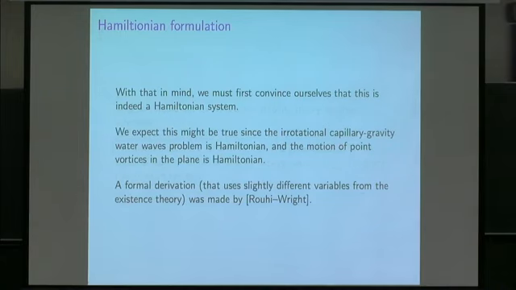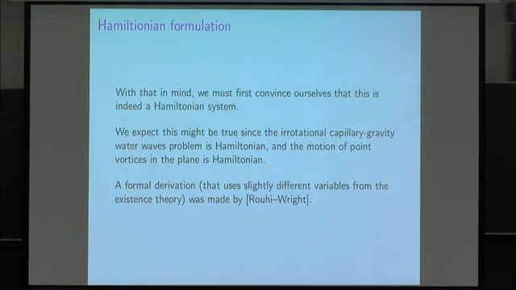Okay, so the first thing you need to do, if that's your intention, is to show that this actually is a Hamiltonian system. This is reasonable to expect, because in the plane, this is very famously known to be Hamiltonian. If you don't have the point vortex at all, then of course it's Hamiltonian. So you might hope that they don't destroy each other by putting the point vortex in the wave.